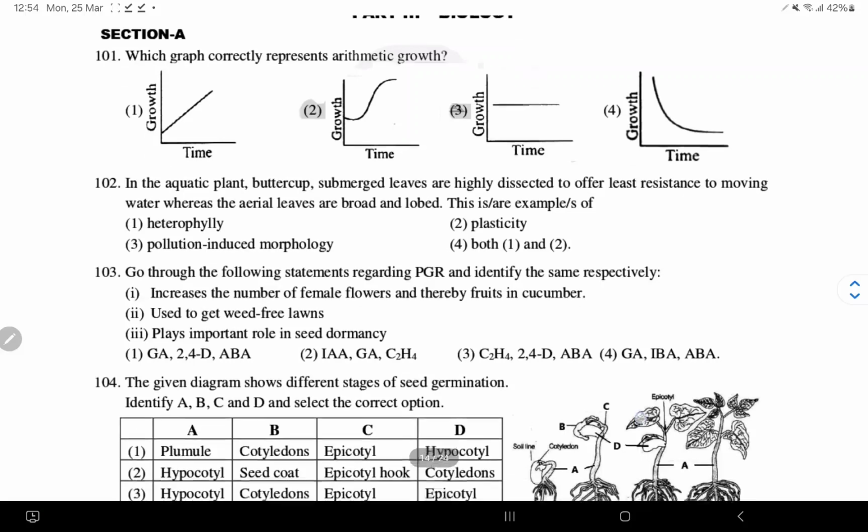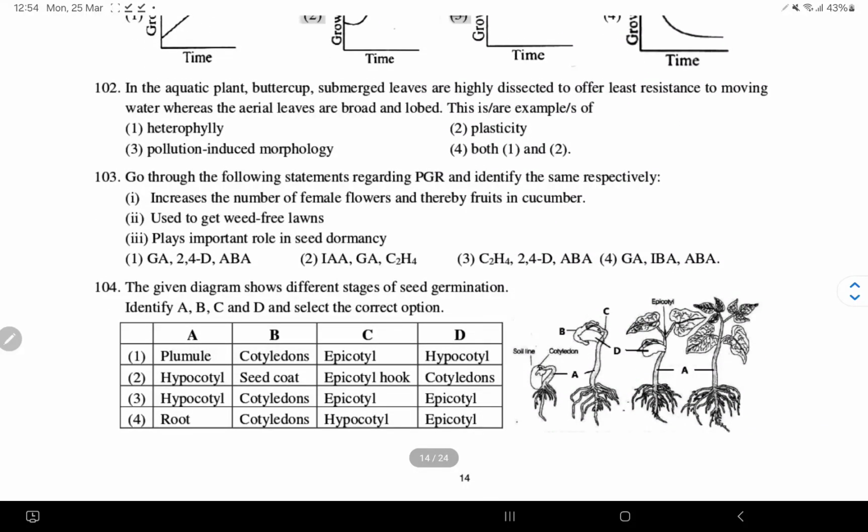102. In the aquatic plant buttercup, submerged leaves are highly dissected to offer the least resistance to moving water, whereas the aerial parts are broad and lobed. This is an example of heterophyly and plasticity. Heterophyly means different leaves. Plasticity means change according to the life cycle or according to the environment, habitat. We call it plasticity. Both 1 and 2 are right.